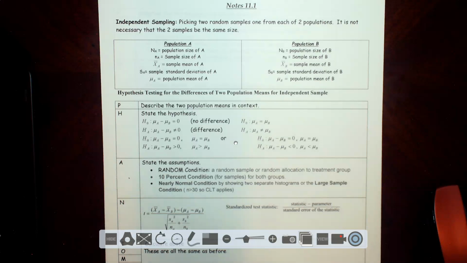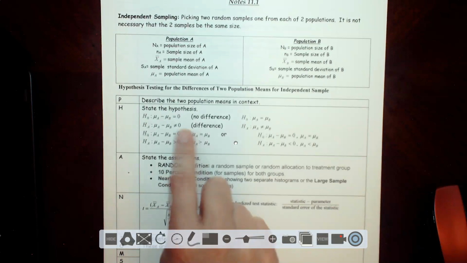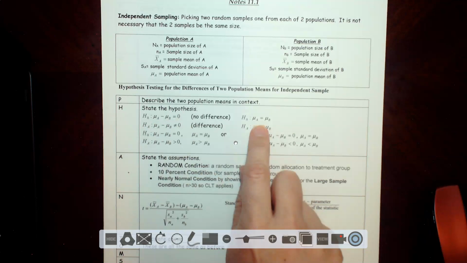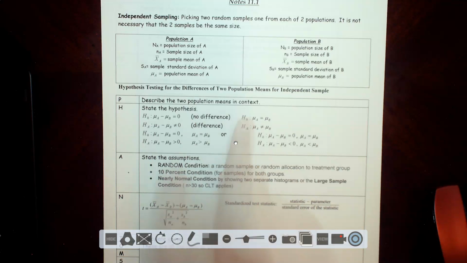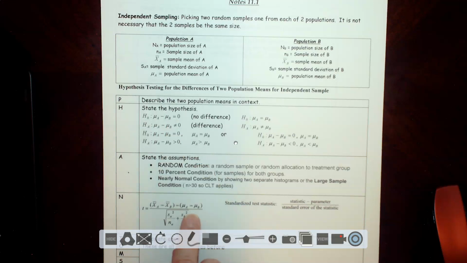Right here I have a description of the parameters. You can see we're looking at the difference between the population means. Obviously your null is going to be that there's no difference. You may see it written like this. More commonly, I'm going to write my null hypothesis like this, but either way is acceptable. It's important you know that your null equals 0, because in your test statistic, which comes down here, this is going to disappear, since if you're assuming there's no difference, that's going to be 0.